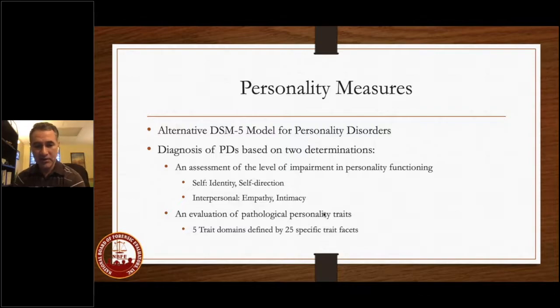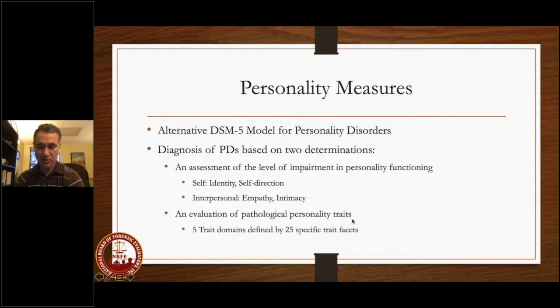So a diagnosis of personality disorders is based on 2 determinations with this new model. Number 1, we assess the level of impairment in personality function in 2 different domains: self, which includes identity and self-direction, and interpersonal, which includes empathy and intimacy. Notice how the 2 items that screened for personality disorders in the DSM cross-cutting symptom measure level 1 questionnaire dealt with these 2 domains. So if we get a hit on one of those 2, we know to start assessing for personality disorders.